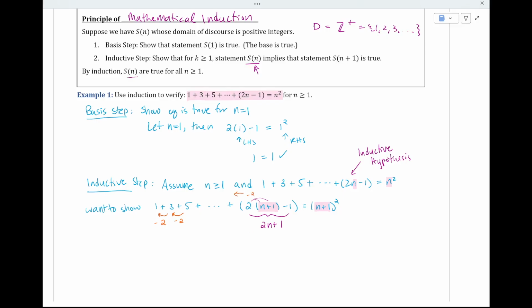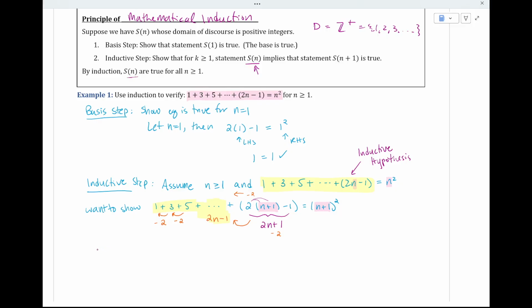What I'm interested in is the term right before this last one. If I subtract 2 from this, I get 2n minus 1. So the term right before this last one is 2n minus 1. And that should look a little bit familiar. Now this whole thing, all the way up to this term, not including the last one, looks very much like that.